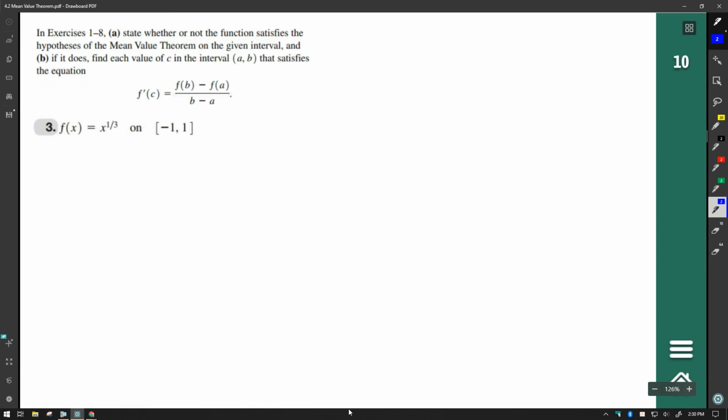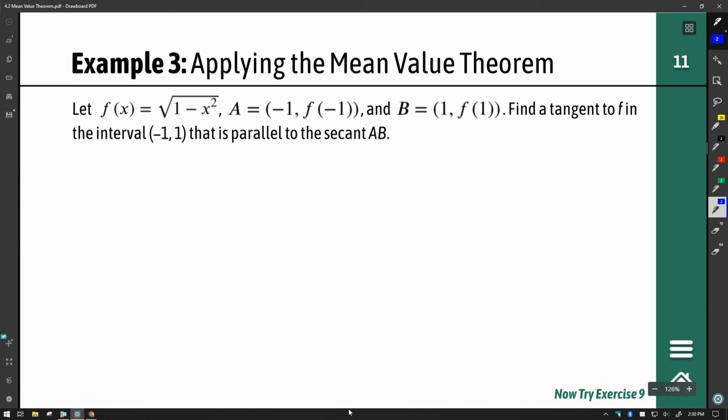I'm going to leave exercise 3 to you or for some class time. Let's move on to example 3 where we're going to apply the mean value theorem. Here's a function f of x is equal to the square root of 1 minus x squared. That's a familiar function to me. It's a semicircle with a radius of 1. So I'm going to do a rough sketch here, and we've got 1 all the way around, and then our semicircle this way. I encourage you to graph that on your calculator or in Desmos to verify that I'm right here.